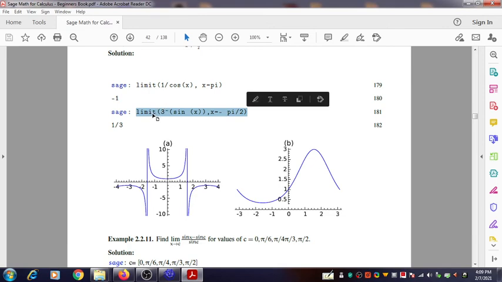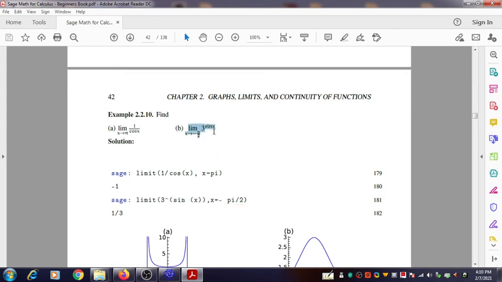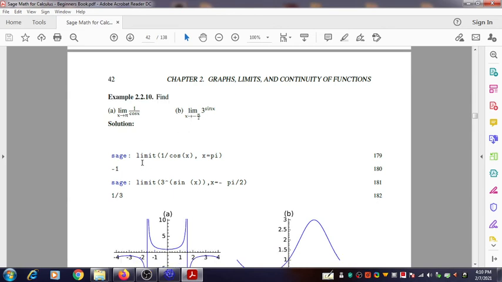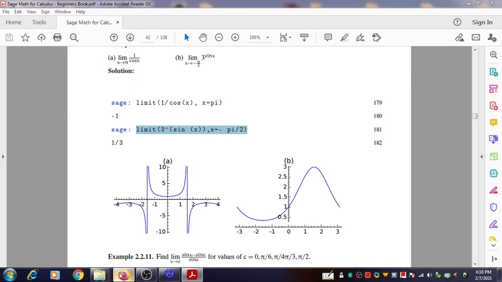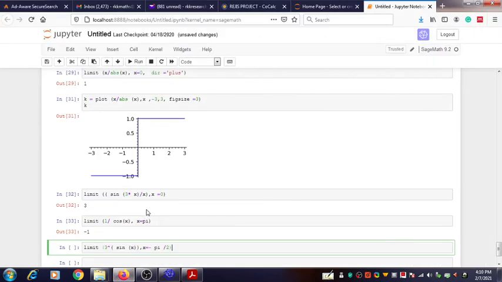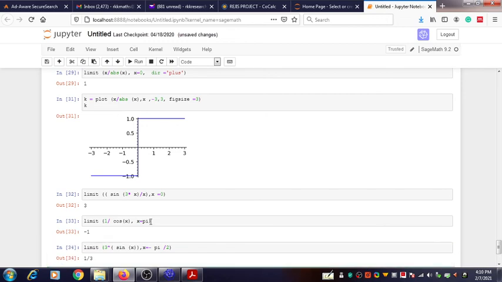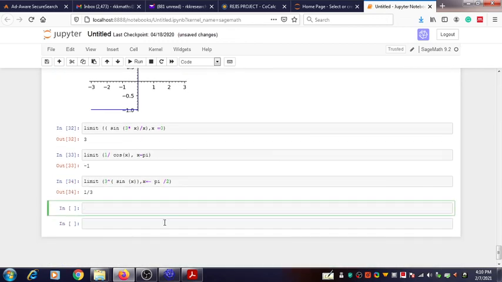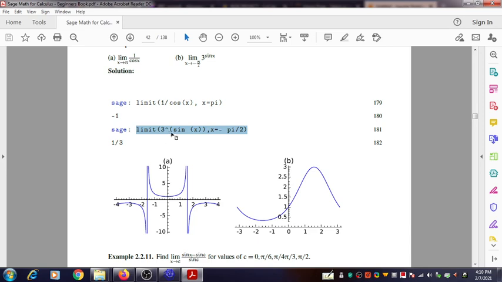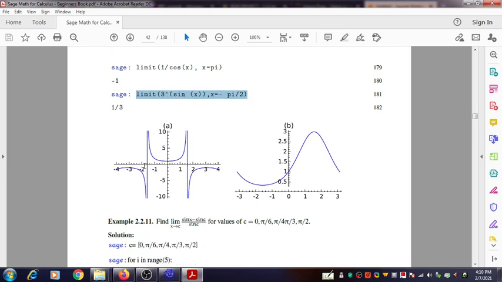Another one, for solving the second problem, you can write limit of 3 cap sin x comma x at minus pi by 2. So x at minus pi by 2 you have to write. I am going to copy it and demonstrate, and check whether it is correct. It's giving the value 1 by 3, correct. So that command is correct, no mistake there.